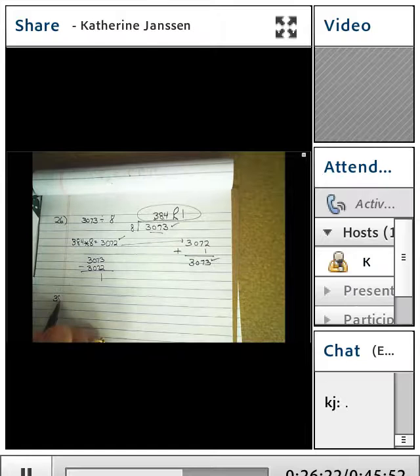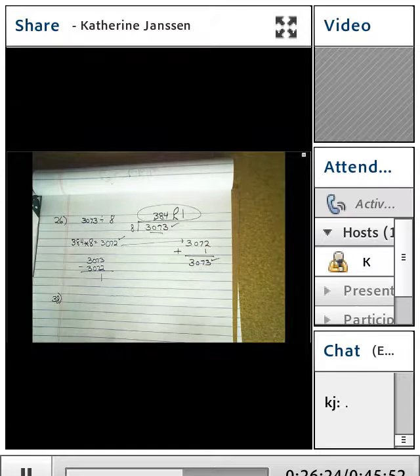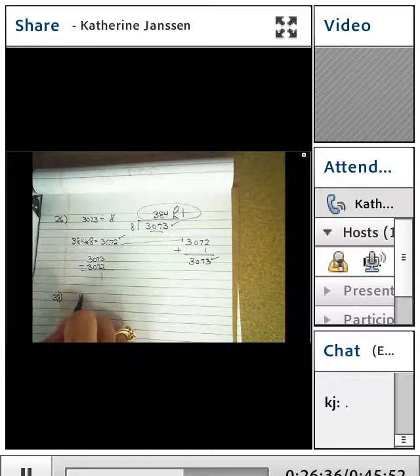Number 38. Estimate each sum, difference, or product by first rounding to the nearest hundred. So number 38, we're asked to add 41,348 plus 19,749.